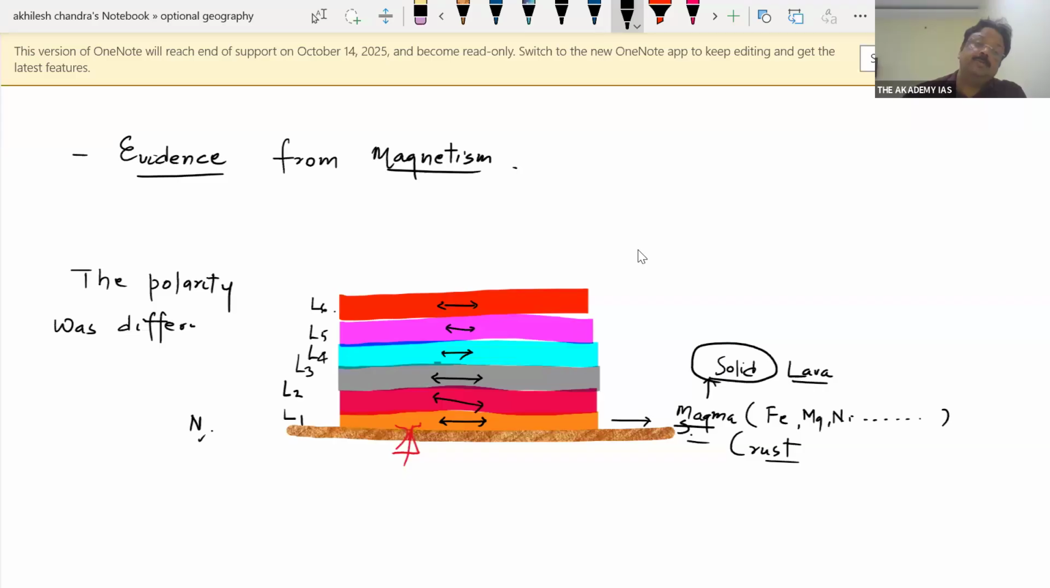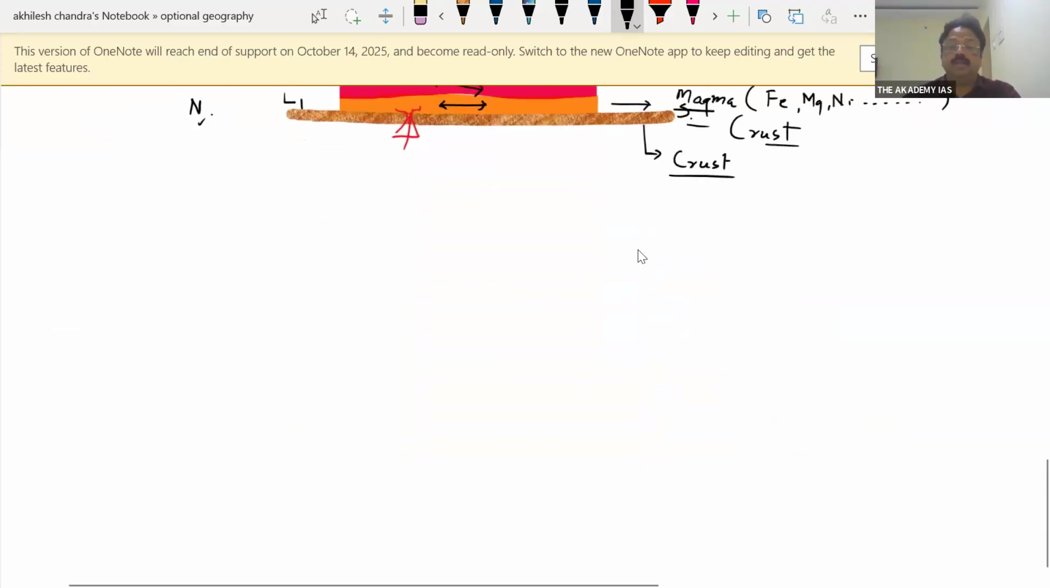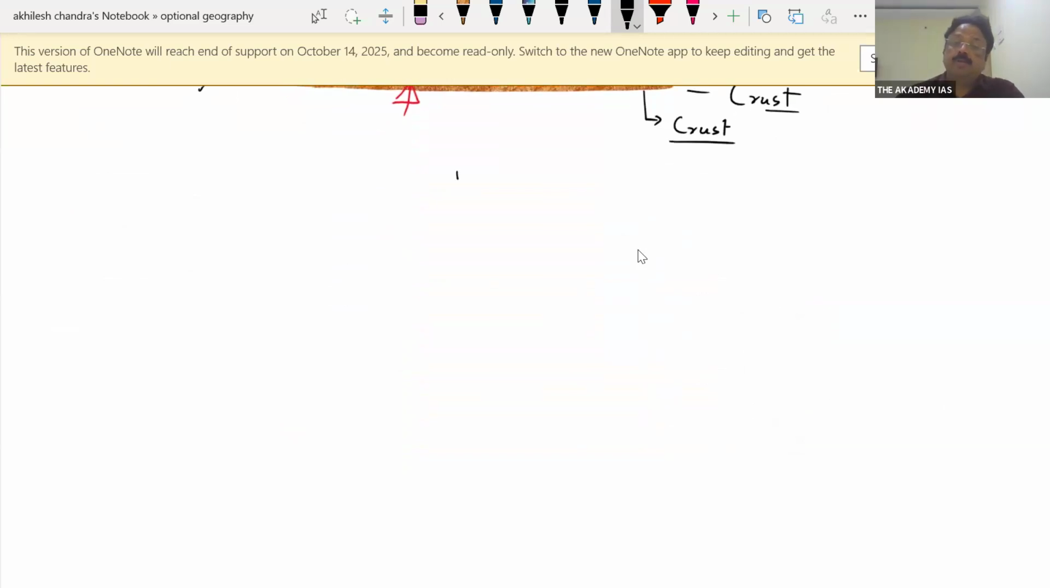Polarity was different. That means the alignment of ferromagnetic compound in each layer was not the same. It is going to be different. It can only be possible when this crust, that is the continent, is moving from one place to another place. For example, suppose that this is North Pole and here it is South Pole, and somewhere in geological past, India was here.